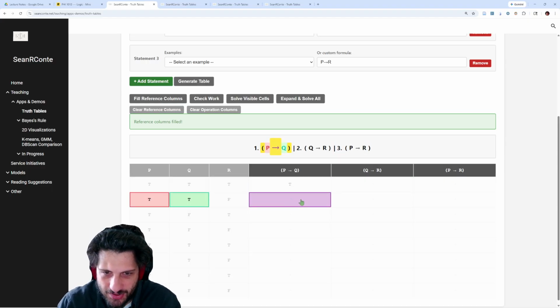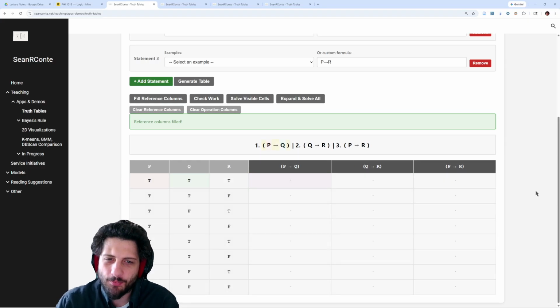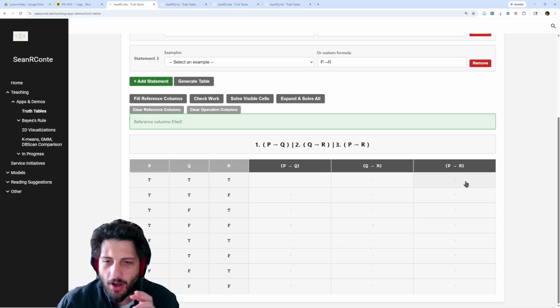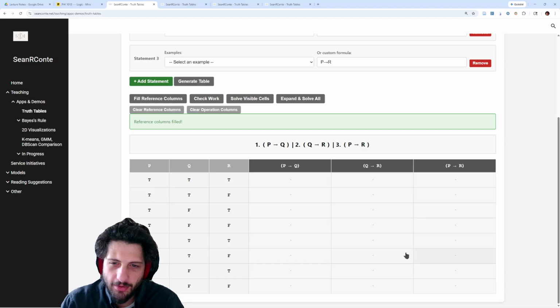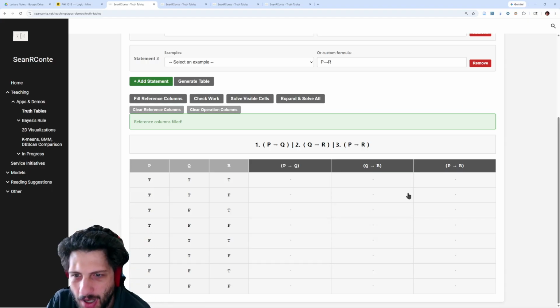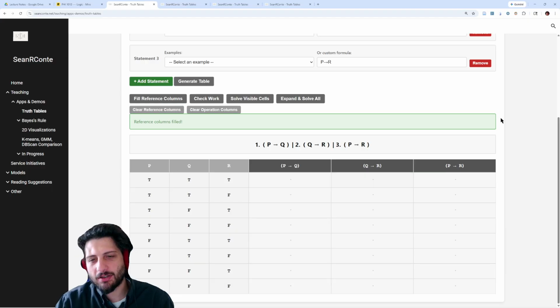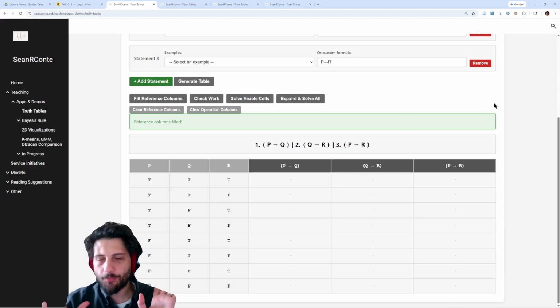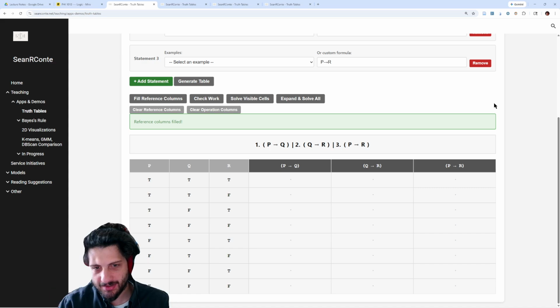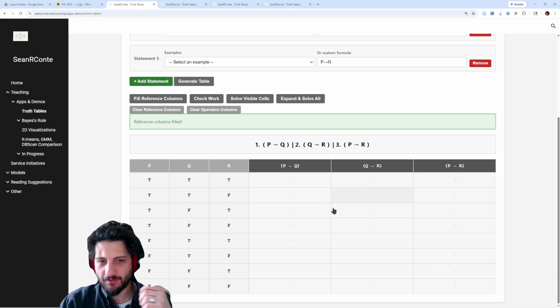So instead of just brute forcing it, or doing what we might call the direct truth table method, what I wanted to show you is what we call the indirect truth table method. So what we're going to do is, here's one way to think about it. We're going to hypothesize that we can have true premises and a false conclusion, right?